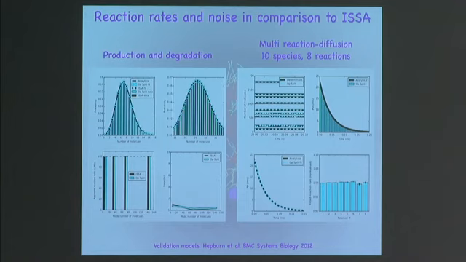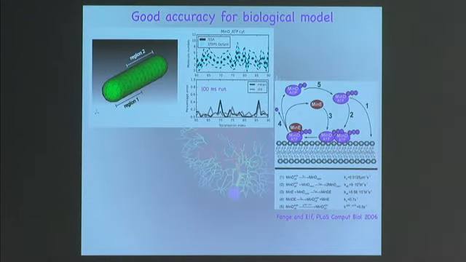But as I told you, these are highly artificial models. So what's the case for a more biologically inspired model? And so we take the classic E. coli MinD model, which has been used a lot as a test model for spatial stochastic methods, and I'm going to show here two different comparisons.